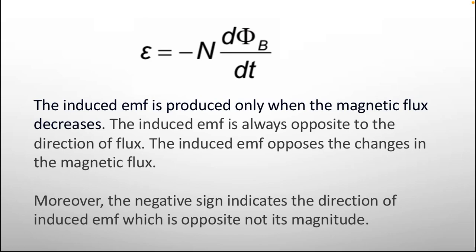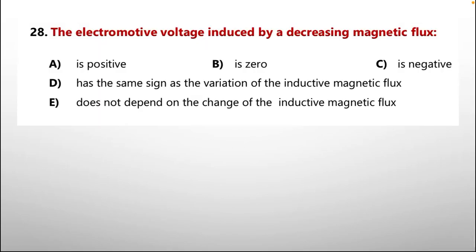Here is some explanation. Induced EMF equals minus N d theta B over dt, and this is actually the formula. Thus, induced EMF is produced only when the magnetic flux decreases. Theta B is actually the magnetic flux. The induced EMF is always opposite to the direction of the flux, which the negative sign shows. The induced EMF opposes the changes in the magnetic flux. Moreover, the negative sign indicates the direction of the induced EMF, which is opposite, not its magnitude. According to that, option A, positive.